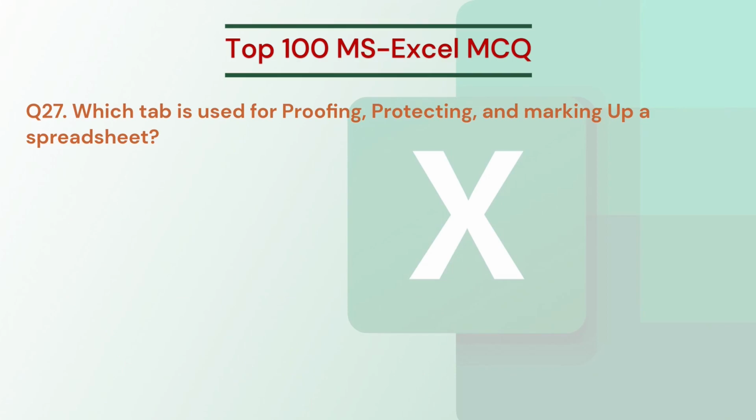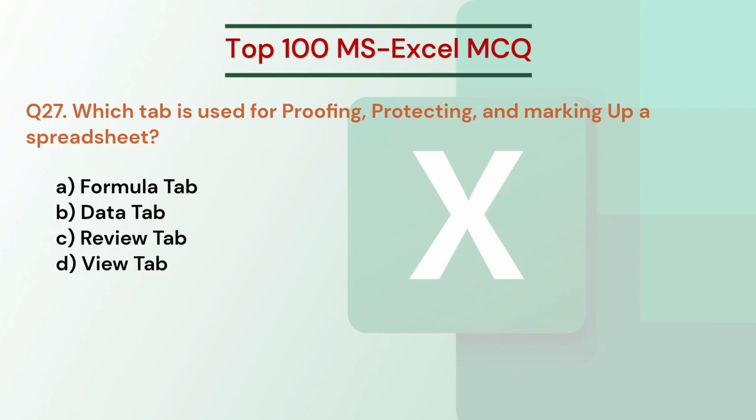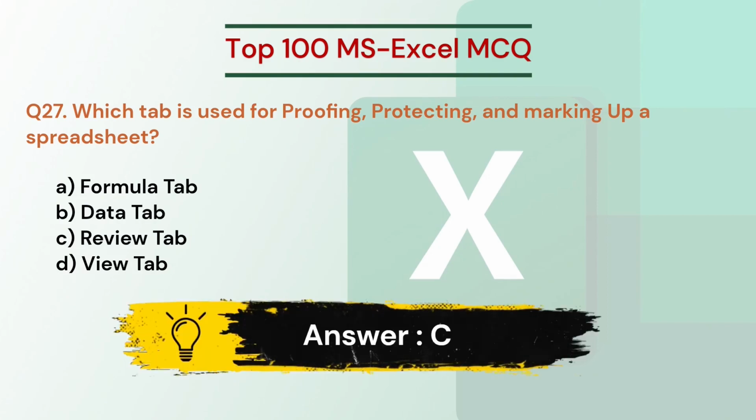Which tab is used for proofing, protecting, and marking up a spreadsheet? A. Formula tab. B. Data tab. C. Review tab. D. View tab. Correct answer is C. Review tab.